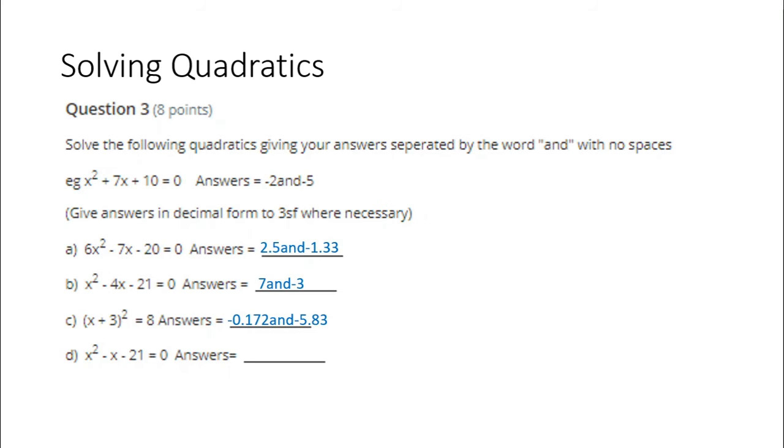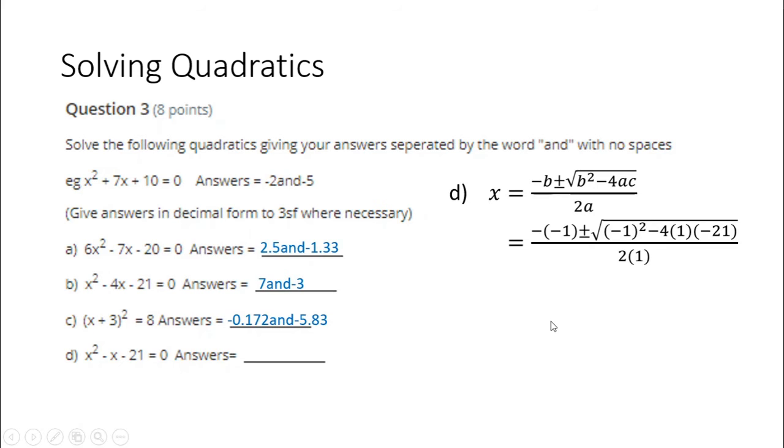Question D. Again, I'm looking at this quadratic. I see there's no number in front of the x squared term, so there's no need to split the middle term. But can I think of two numbers that multiply to make negative 21 and add to make negative 1? I can't think of anything. So again, I'm going to use the formula. Okay, so I know that A is 1, B is negative 1, and C is negative 20. So I'll substitute that into the formula.